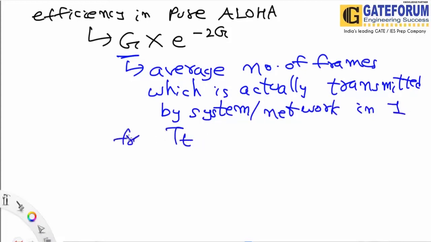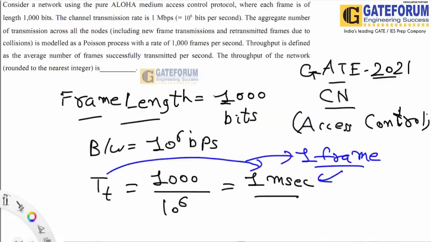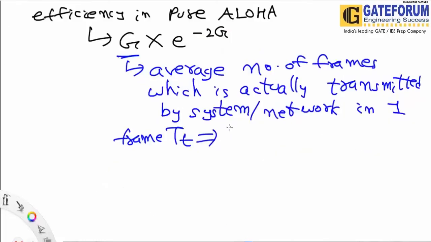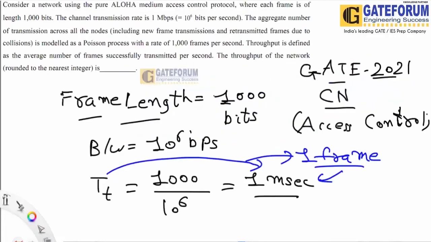In one frame transmission time, TT is basically the transmission time, which we had already checked is 1 millisecond. So in this 1 millisecond, which is one frame transmission time, how many frames are transferred by the network? It is given that the aggregate number of transmissions across all the nodes is modeled as a Poisson process with a rate of 1000 frames per second.